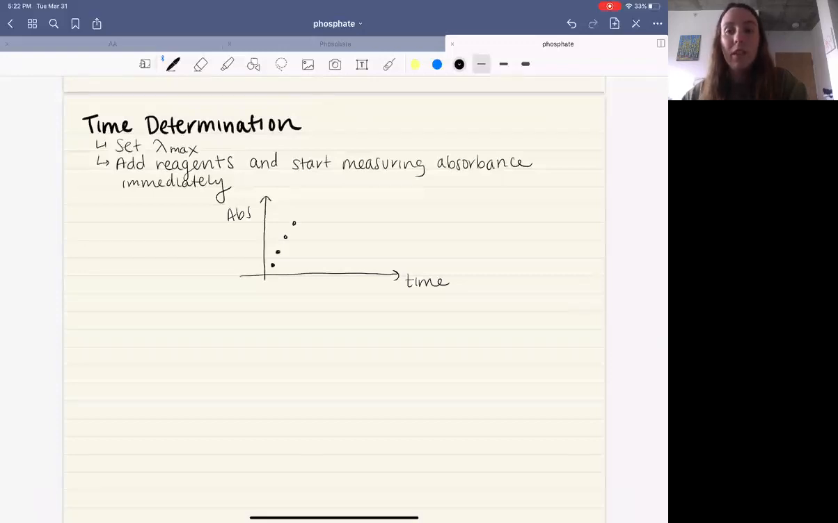But eventually, you'll have reached completion of this reaction and you'll level off to an asymptote. Okay, so the time determination you're looking for is the shortest amount of time it takes for you to form that complex in completion. So in this example, it looks like it's something around here, right? Because after that amount of time, you're not forming any more of your complex.